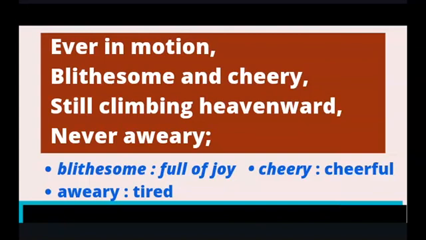Again goes upwards and falls down. Again it continues. So it never seems to be tired. Never aweary means never tired. Aweary means tired.